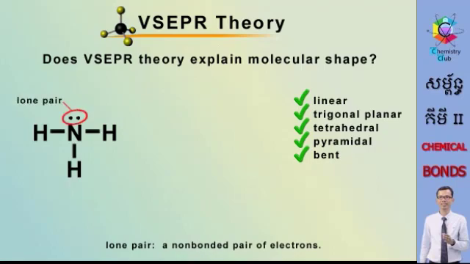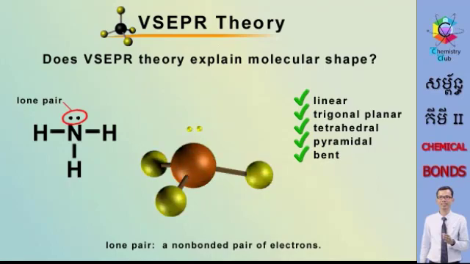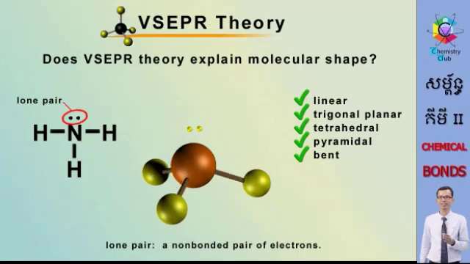Lone pairs of electrons exert repulsive forces in a fashion similar to electron pairs in bonds. In fact, because the lone pair is held closer to the nucleus of the central atom, it has a slightly larger repulsive force than do bonding pairs, and therefore pushes other pairs further away.